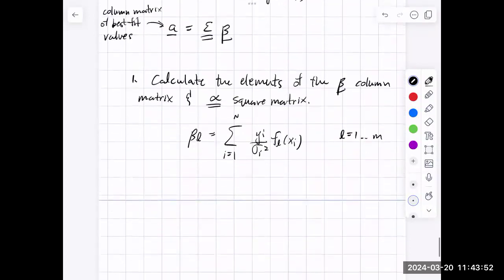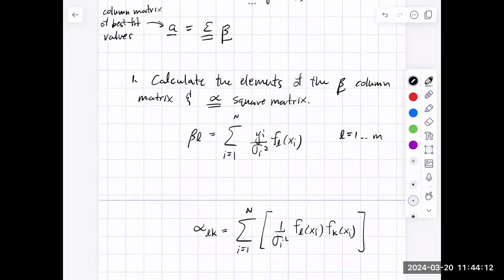And then the alpha matrix entries. So there's two indices, and it's a sum from i equals 1 to n of 1 over sigma i squared fl of xi fk of xi. And once again, you have everything. Once you have your set of measurements, you can just calculate all of these elements. Okay, and so that's step one.